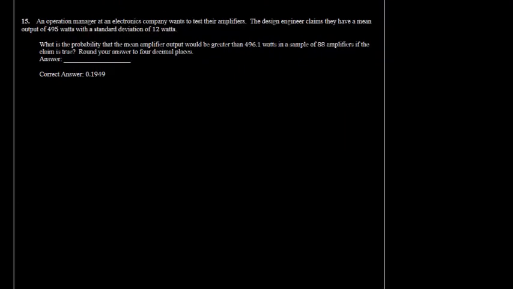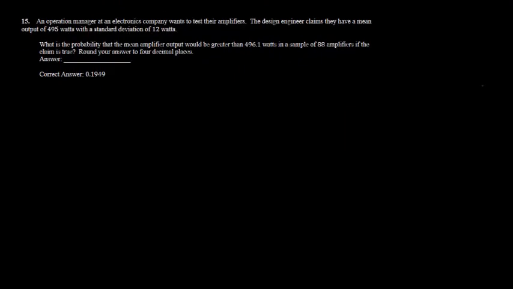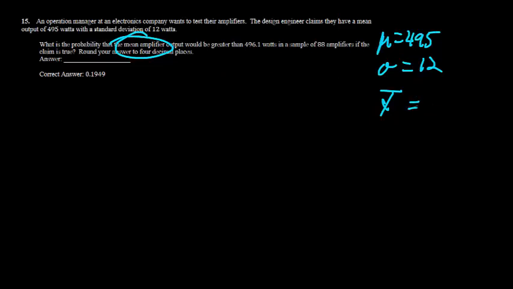An operations manager at the electronics company wants to test their amplifiers. The design engineer claims that they have a mean output of 495 watts. Mean is equal to 495, with a standard deviation of 12 watts. What is the probability that the mean amplifier output would be greater than 496 watts in a sample, X bar? Mean amplifier output dictates that we're doing a sample here. X bar is 496.1. N is equal to 88.